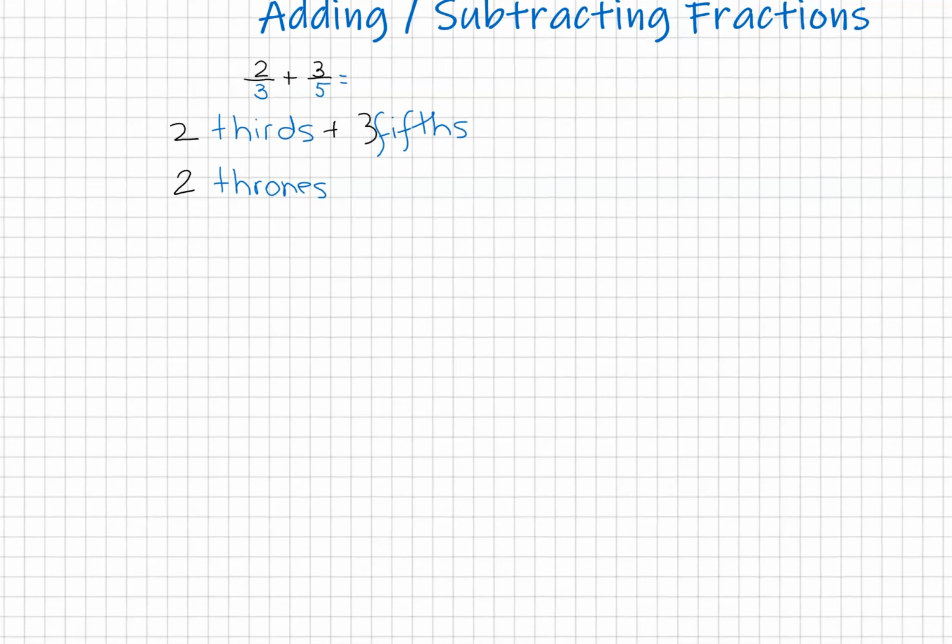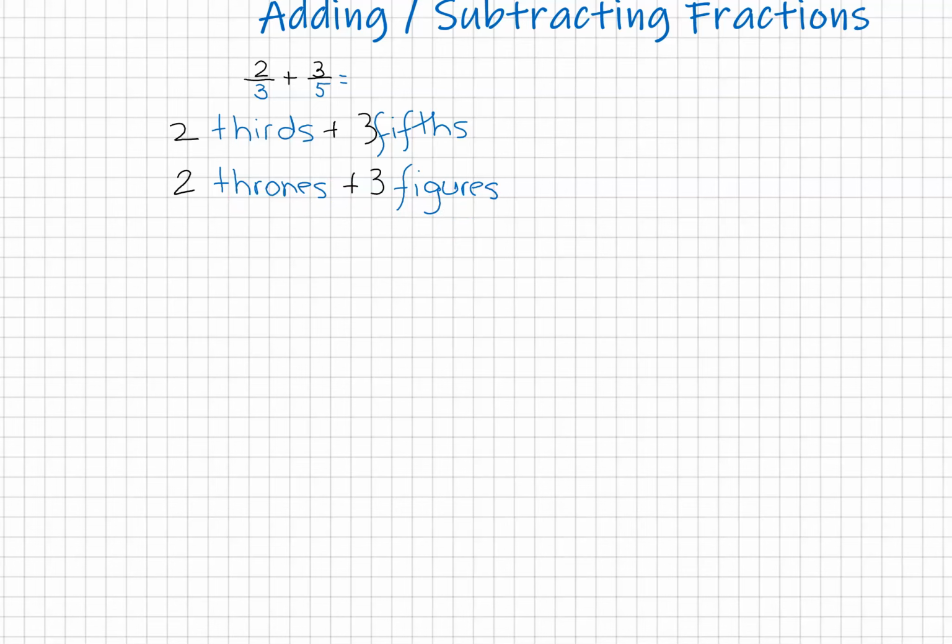Plus 3 figures. What is the answer here? Well, nobody knows because why? Because they're not the same. We cannot add things that are not the same. Thrones and figures are not the same things.